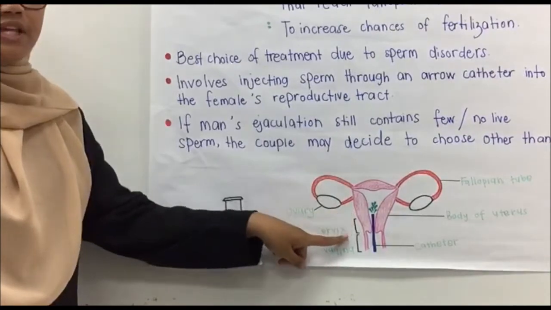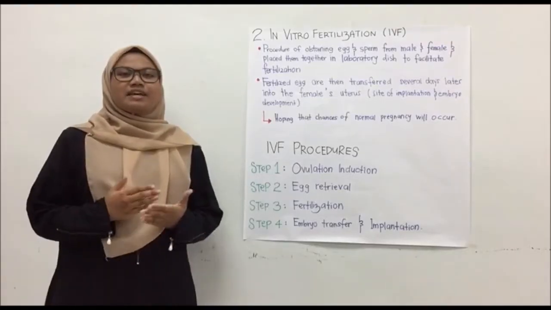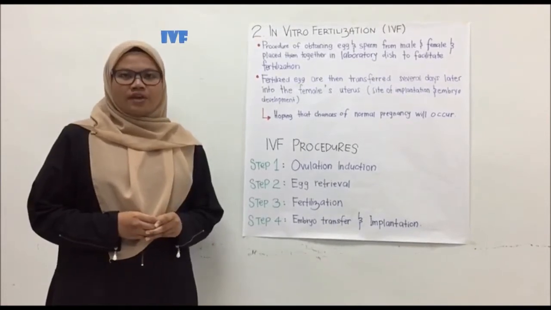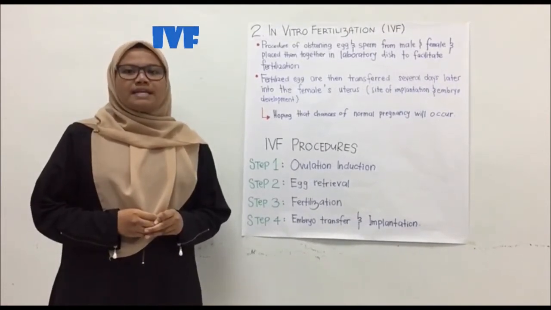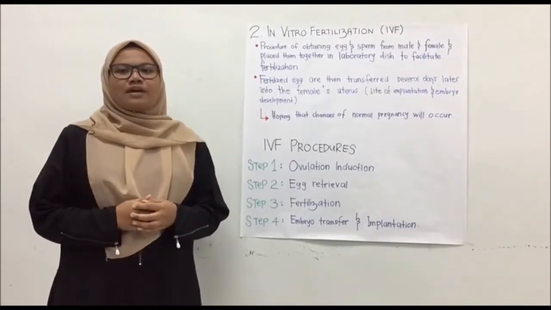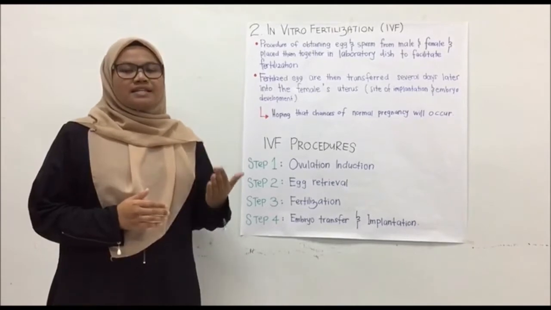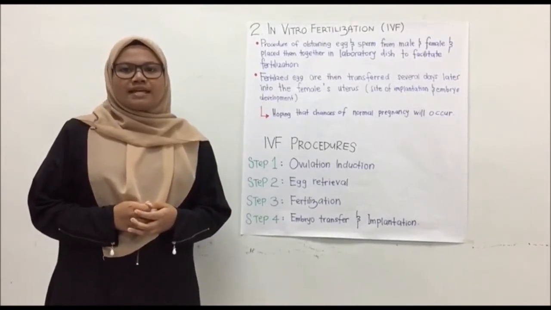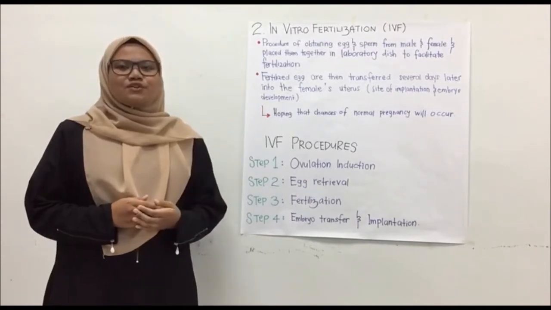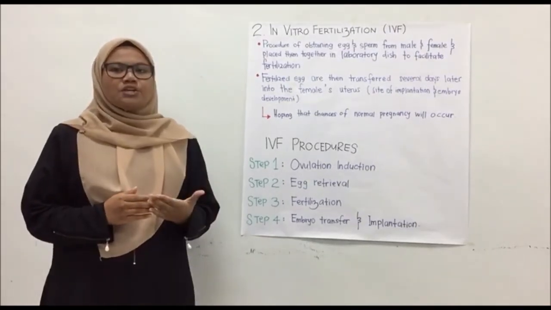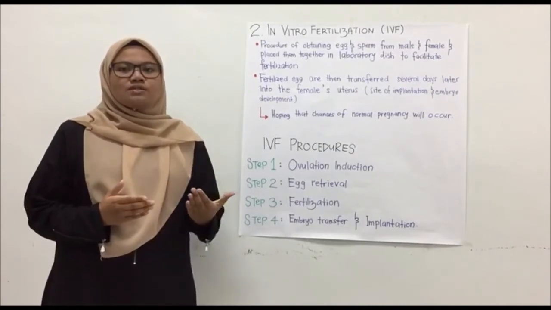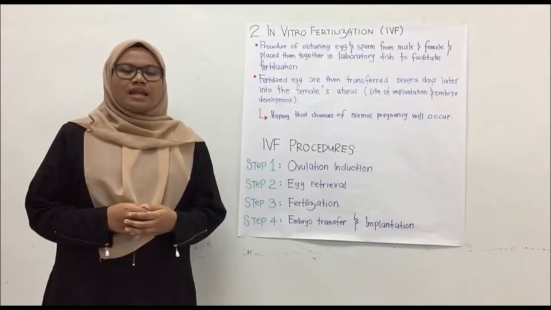undergo further implantation. The second way to assist pregnancy is by using in vitro fertilization (IVF). It is a procedure of obtaining egg and sperm from the male and female, which are then placed together in a laboratory dish to facilitate fertilization. Fertilized eggs are then transferred several days later into the female's uterus, which is the site of implantation and embryo development, hoping that the chances of normal pregnancy will occur.